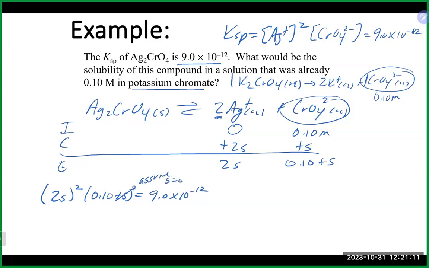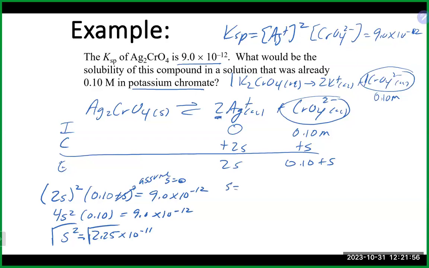Once again, we can't get rid of all the s's, or we have nothing to solve for. That's going to give us 4s squared times 0.1 is equal to 9 times 10 to the -12. You could do whatever you like here, divide them separately or multiply them and then divide. So we'll take 9 times 10 to the -12 divided by 0.1 and divided by 4. That's going to give us s squared is equal to 2.25 times 10 to the -11 in this case. Any questions so far? At this point, we're going to square root both sides.